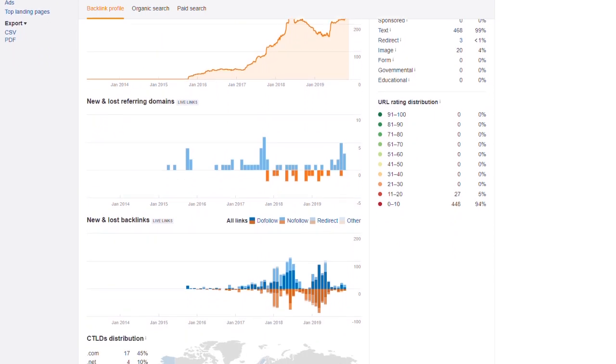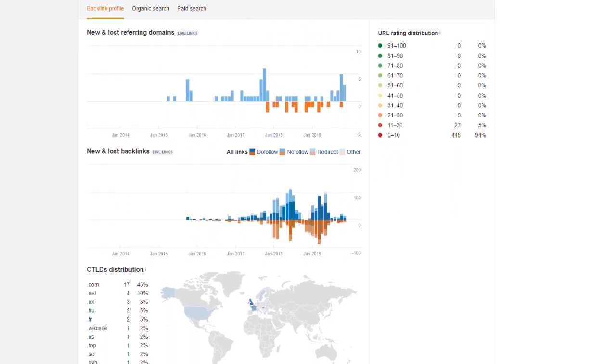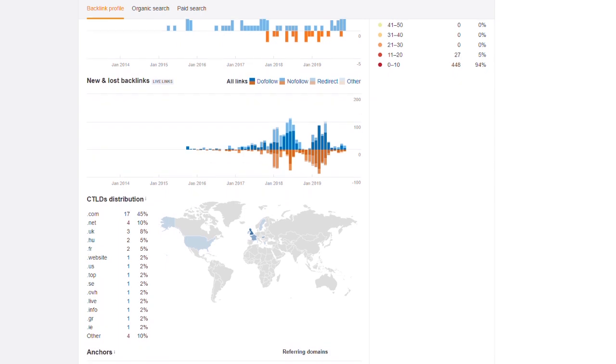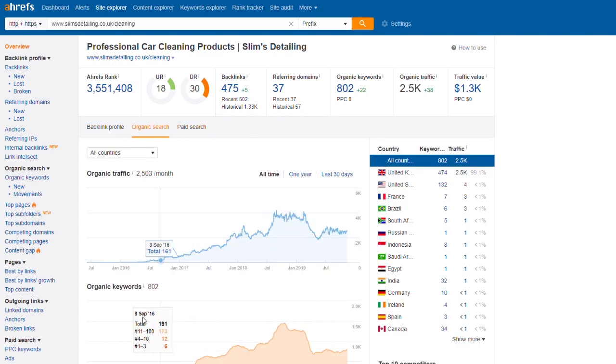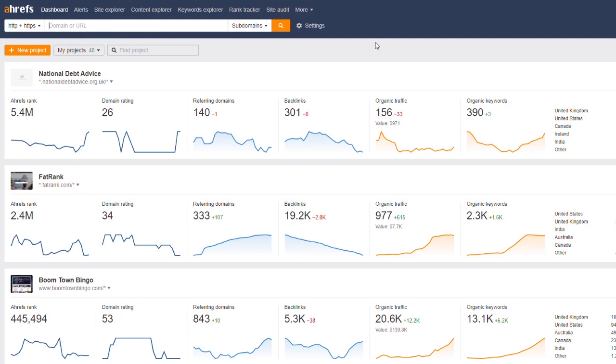So to start things off, let's talk about data. Ahrefs actually collects more data than any of its competitors, making it fantastic for looking at metrics of your site and your competitor's site. These metrics include things like domain rank, URL rank, traffic, organic keywords, etc. And it's amazing for analyzing where your competitors are ranking, as well as where you're ranking and what you can do to improve.